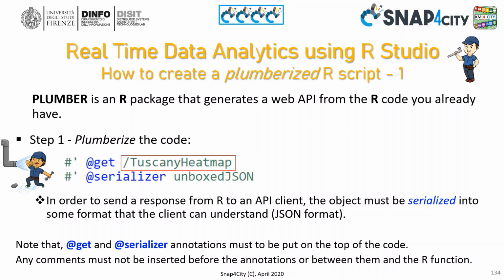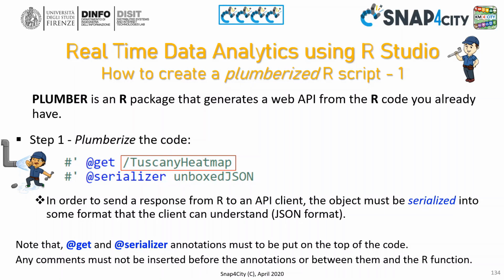Plumber is an R package that converts your existing R code to a web API using special comments. And this package allows you to create a REST API by merely decorating your existing source with special comments, and these comments allow Plumber to make your function available as API endpoint.